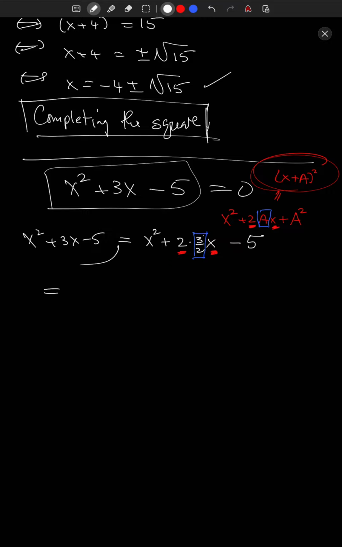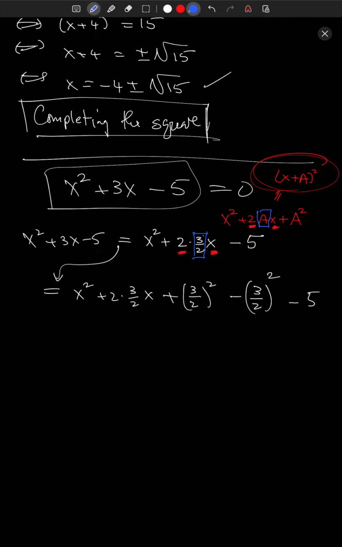So my next line, I'm going to write this as x squared plus 2 times 3 over 2x plus, I need to see an a squared. I don't see it, so I just make one up, 3 over 2 squared. And then I need to compensate for it because obviously I don't want to change my expression from one line to the next. And then this minus 5 is just carried along for the ride. It's basically irrelevant in terms of the process.